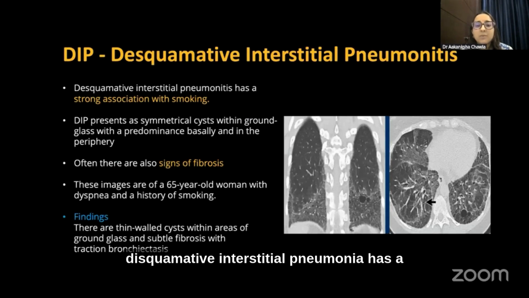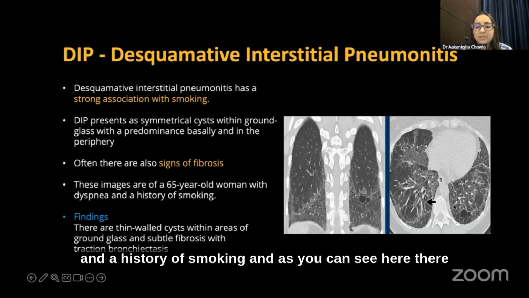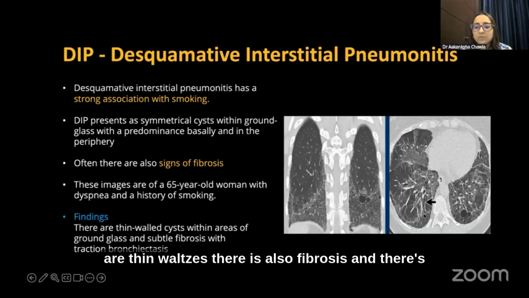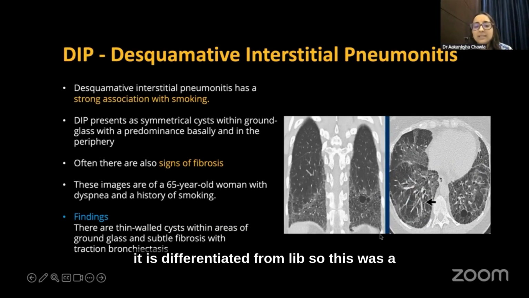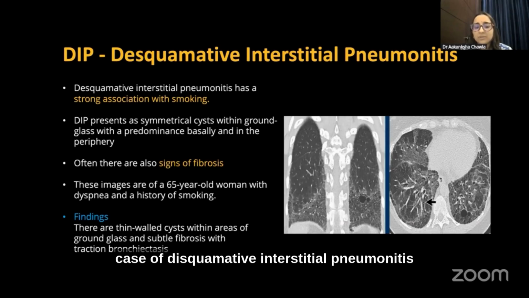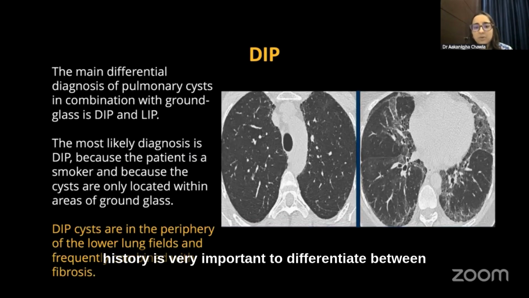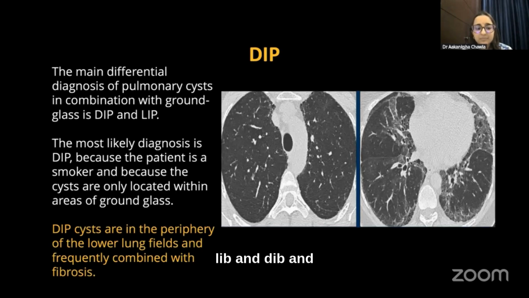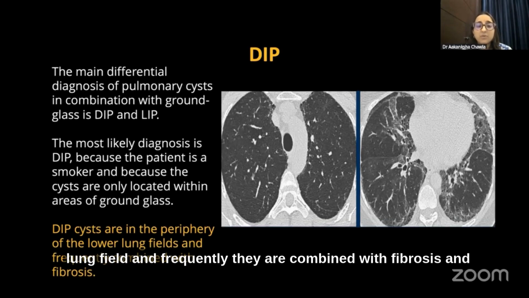Now, desquamative interstitial pneumonia has a strong association with smoking. It is often associated with signs of fibrosis. So this was a 65-year-old female with shortness of breath and a history of smoking. And as you can see here, there are thin wall cysts. There is also fibrosis, and there's also traction bronchiectasis seen here, again in the background of ground glassing. So this is how it is differentiated from LIP. So this was a case of desquamative interstitial pneumonitis. Again, history is very important to differentiate between LIP and DIP. And the cysts are generally in the periphery of the lower lung fields, and frequently they are combined with fibrosis in DIP.